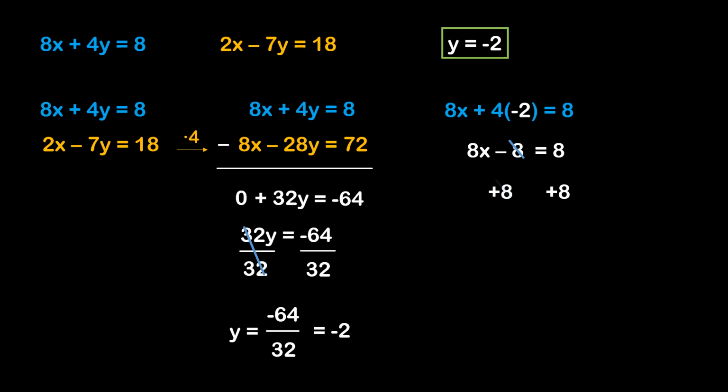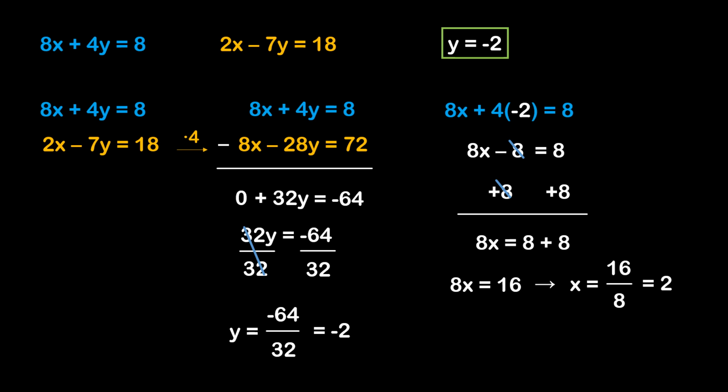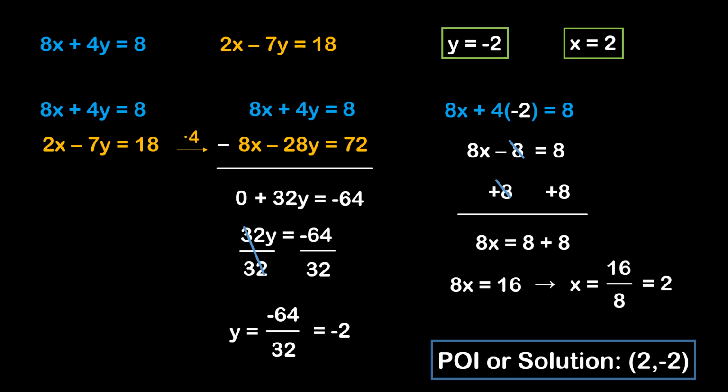Negative 8 plus 8 cancel out, and we're left with 8x is equal to 8 plus 8, or 8x is equal to 16. From there, I divide both sides of the equation by 8 to get x is equal to 16 divided by 8, or 2. So there you have it, x is equal to 2. This tells us that we have x is equal to 2 and y is equal to negative 2, so the point of intersection or solution of the system of linear equations is 2, negative 2.